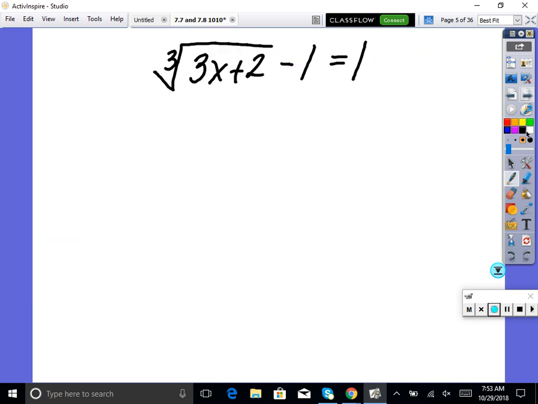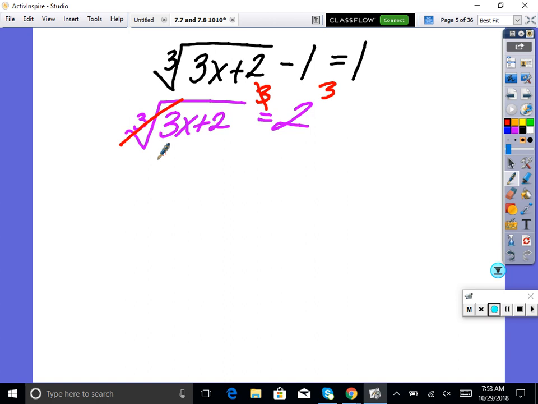Okay, so just a couple more examples and then we'll be good. So now let's go for this one. Isolate the radical. So we'd add 1. So we have the cube root of 3x plus 2 equals 2. How do you undo a square root? A square. How do you undo a cube root? A cube. So we'll cube both sides.